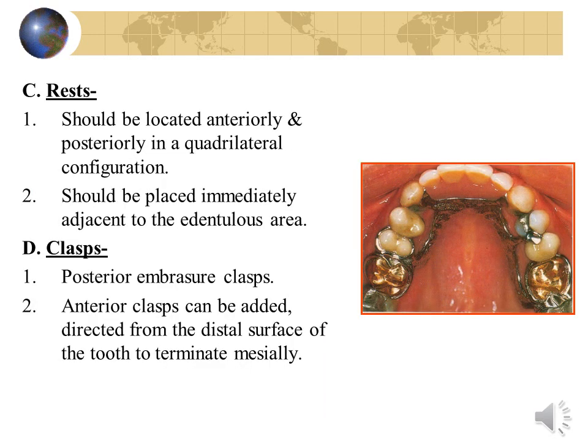Rest should be located immediately adjacent to the edentulous area anteriorly and should be present on posterior teeth to maintain quadrilateral configuration. Clasp. Posterior embrasure clasps are recommended, and anteriorly a clasp can be given directed from the distal surface of the abutment tooth to terminate mesially.